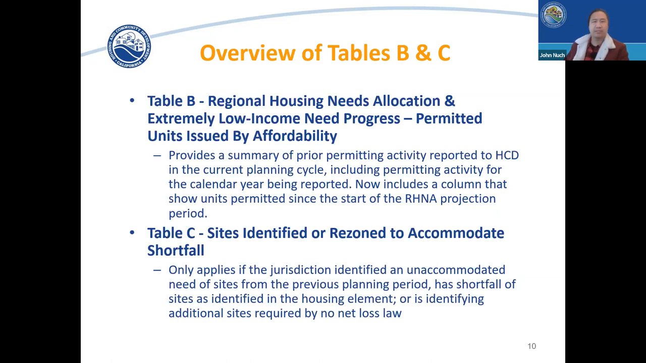Table C only applies if you rezoned sites due to a program in the housing element or as required by no net loss law during the reporting year. Do not report sites that were rezoned outside of the reporting year. If the table doesn't apply to you, please leave it blank. No need to enter NA.